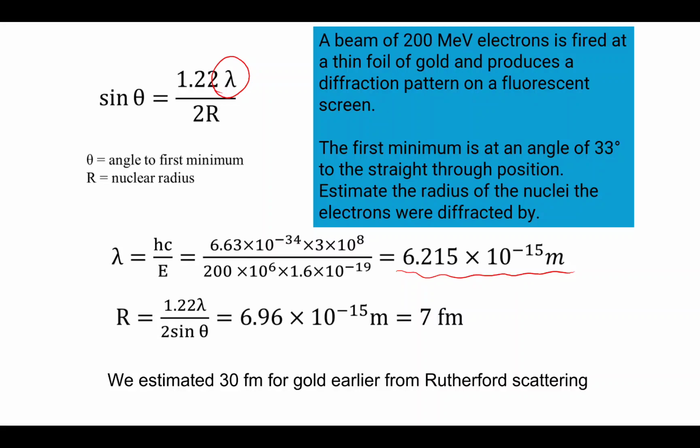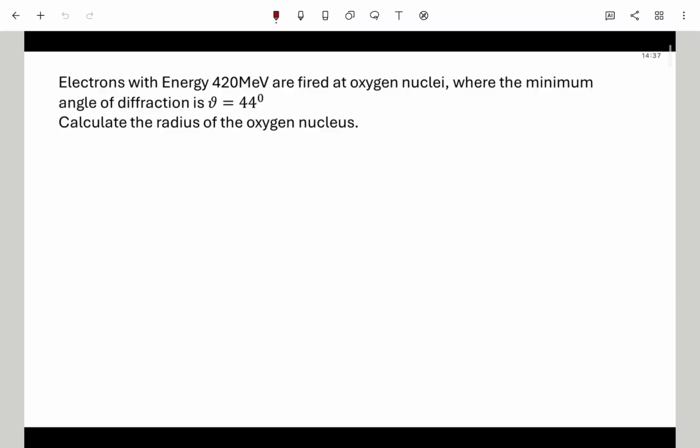Right, so what I want to do is finish with another question, which will be this one. So if you're going to pause and do this. We're going to use sine theta is equal to 1.22 lambda divided by 2r. What we need, obviously, is the wavelength of the incoming electrons. So these ones have got an astonishingly big 420 MeV. We've got the angle, so we'll find the energy and then we'll calculate the radius.